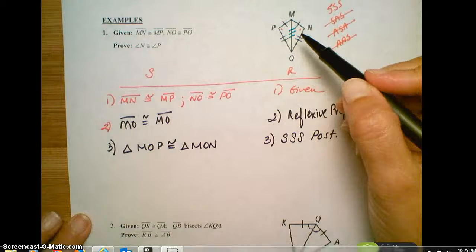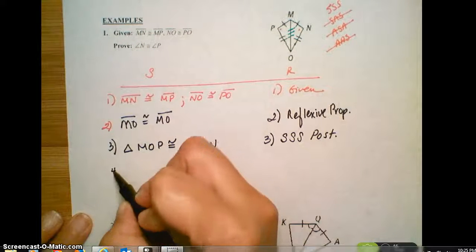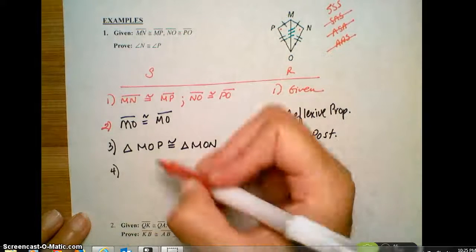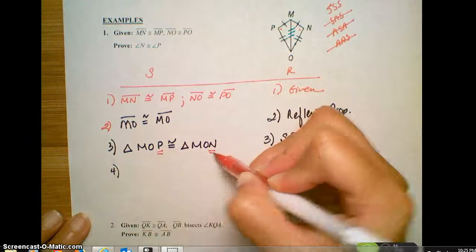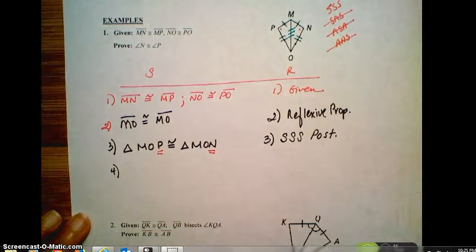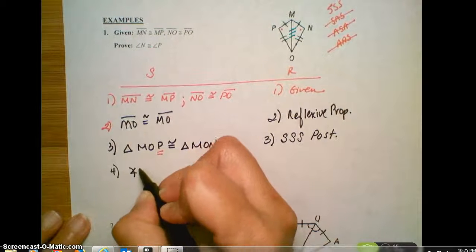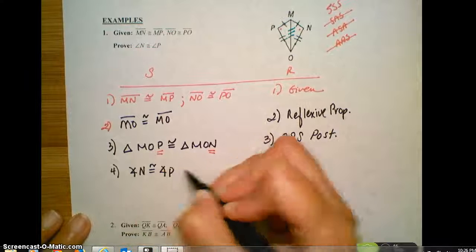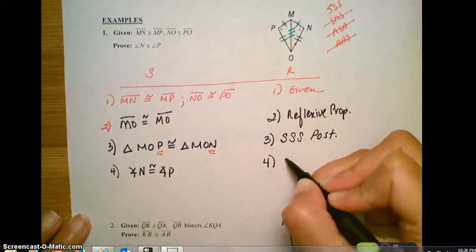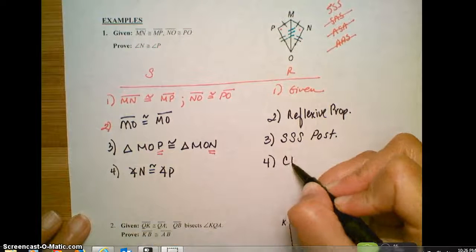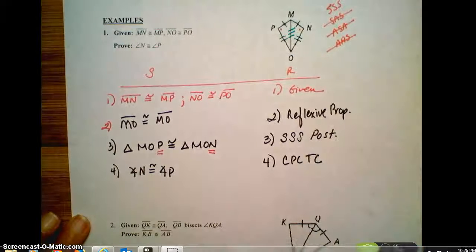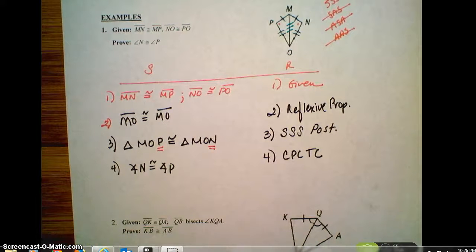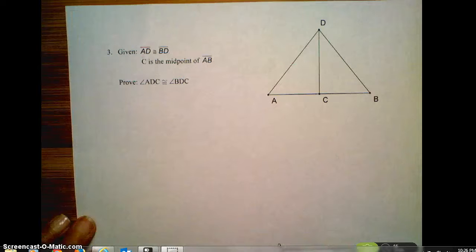Well, now that the two triangles are congruent, we know all of their corresponding parts are congruent, and we can see that angle P should go with angle N. They correspond, so we're just going to go ahead and say angle N is congruent to angle P, and our reason is our new best friend, CPCTC. Okay, we're going to go ahead and move on to page 3, example 3.